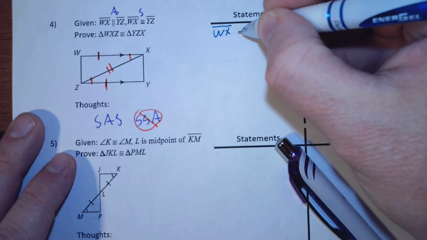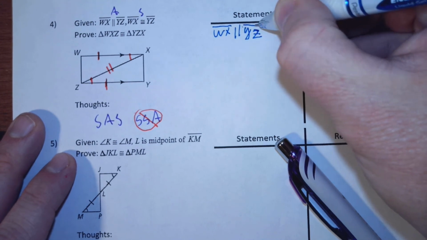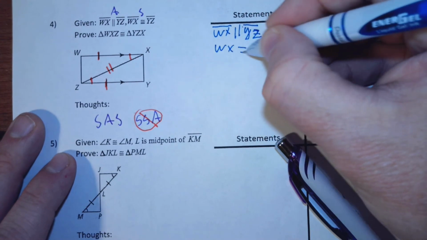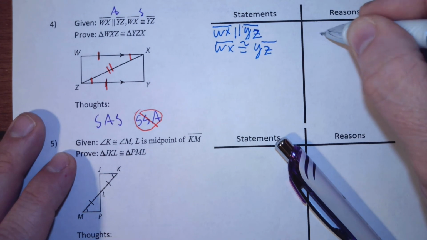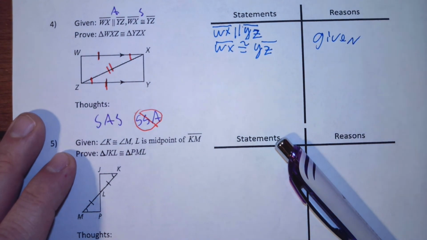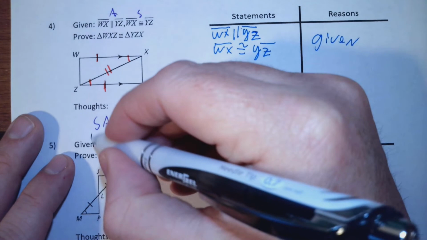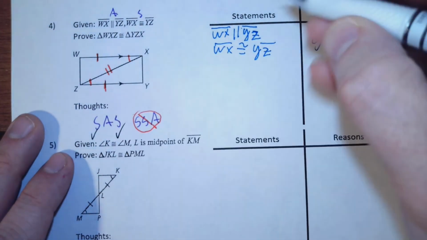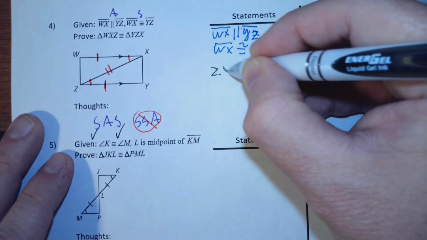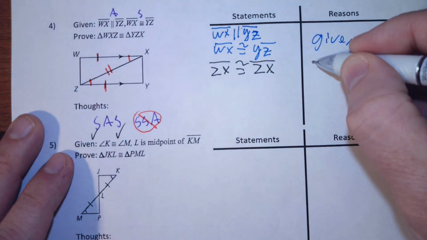WX parallel YZ. WX congruent YZ. That's my given. Okay. That's easy. Never get the first step wrong. It's too easy. So I did have a side here. Now I need to come up with my other side because it's easy. ZX is congruent to ZX. And that is going to be the reflexive property.